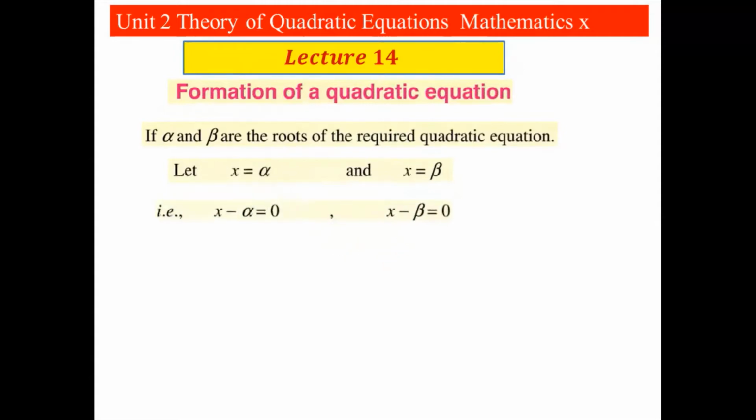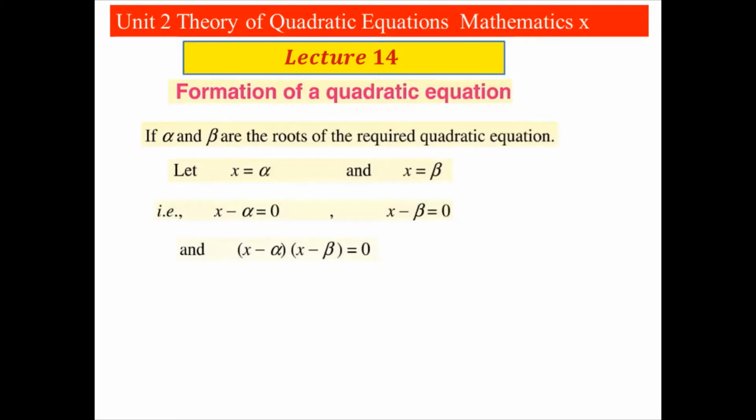Then we can shift alpha to the left hand side of the equation, that is x minus alpha is equal to 0. Similarly, we can shift beta to the left hand side of the equation, so x minus beta is equal to 0. Since x minus alpha is equal to 0 and x minus beta is equal to 0, their product will also be equal to 0. So (x minus alpha)(x minus beta) is equal to 0.